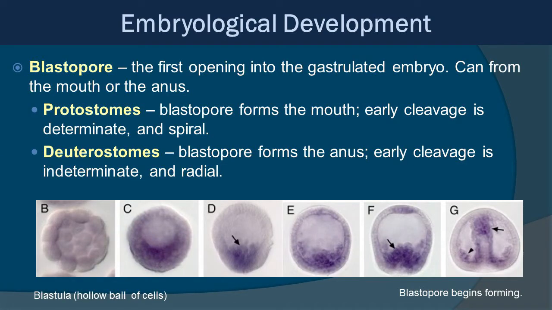Now here's another one, the blastopore. The blastopore is the first opening into the gastrulated embryo. Essentially what happens is you have that ball of cells and it invaginates on itself and creates an opening as it creates those germ layers. That opening is either going to be the mouth or the anus of the animal, one or the other. If you are in the category of animals considered protostomes, the blastopore forms the mouth. And if you're a deuterostome, that blastopore forms the anus.